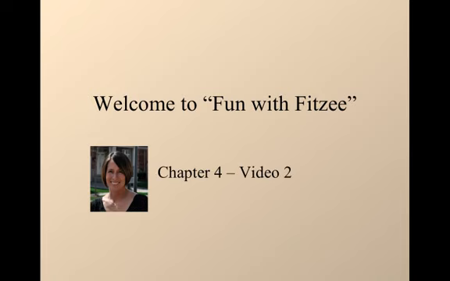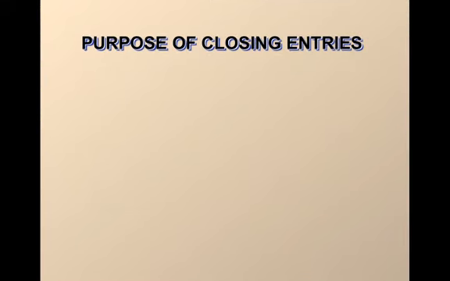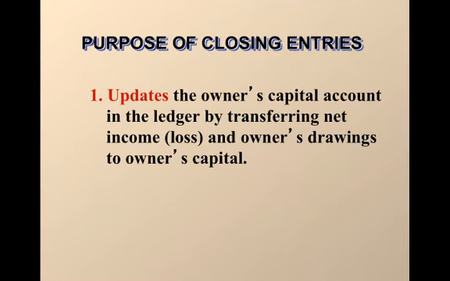Today's video is Chapter 4, Video 2, and we're going to be talking about closing entries, which is a bit of a review from grade 11. As a reminder, the purpose of closing entries is to update the owner's capital account in the ledger by transferring net income and owner's drawings to the owner's capital account. Because if you remember from the closing entries, you close revenue and expenses, which gives you your net income, and you close drawings, and they all end up getting closed to capital, and therefore the capital account gets updated.